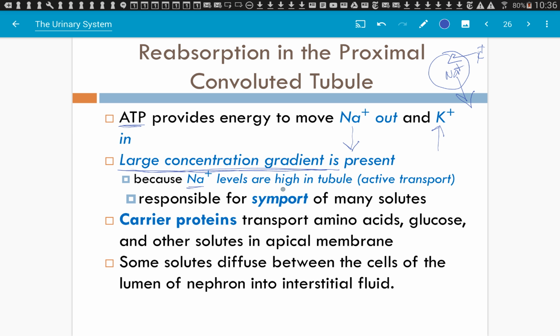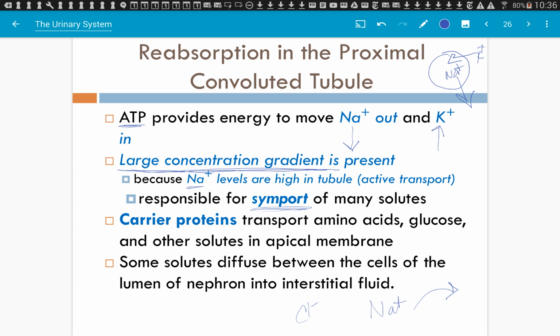So when sodium levels are high in the tube, that's by active transport. And the concentration gradient is also helped to be set up by symport. And so remember, the best example of symport is, let's say we actively transport sodium into something. We use energy. A negative ion like chloride will just piggyback onto sodium and go with it as it's actively transported. Okay, so symport is that kind of idea of another ion piggybacking on someone else, getting a free ride.